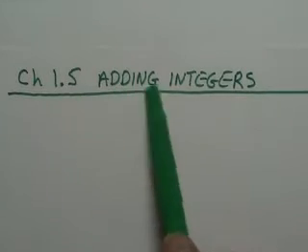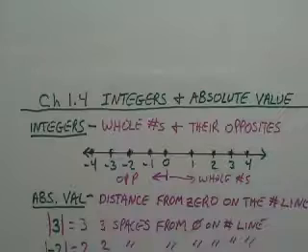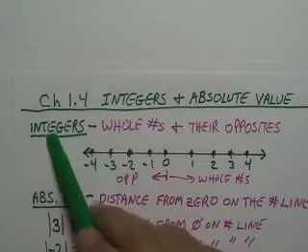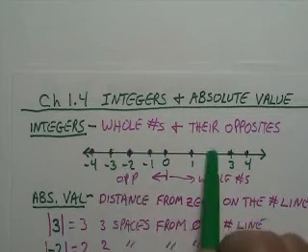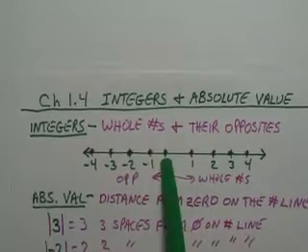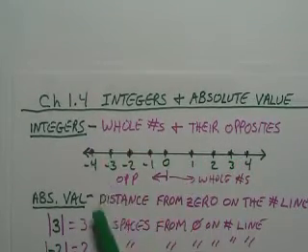Okay, today we'll talk about adding integers. If you remember from last time, integers are whole numbers and their opposites. We wrote this down the other day. Whole numbers and their opposites. So it's 0, 1, 2, 3, that's whole numbers, and the opposites would be the negative.